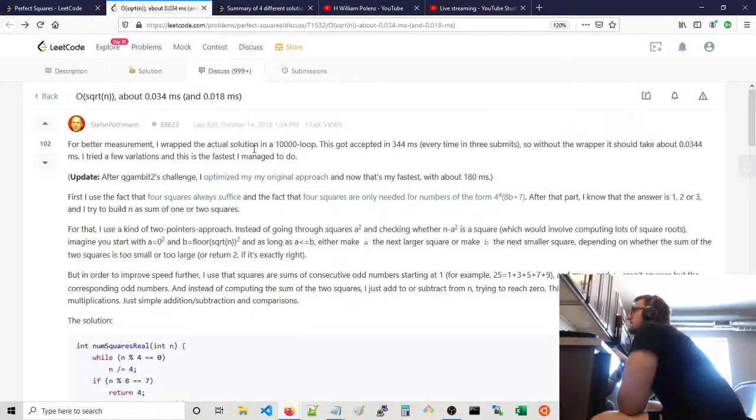Better measurement, wrap the actual solution in a 10,000 loop. Got accepted in 344. Every time a 3 submits out, the wrapper should take about, oh wow. Tried a few variations, and this is the fastest I managed to do. Okay.